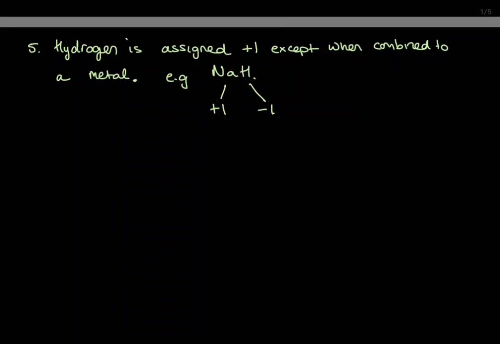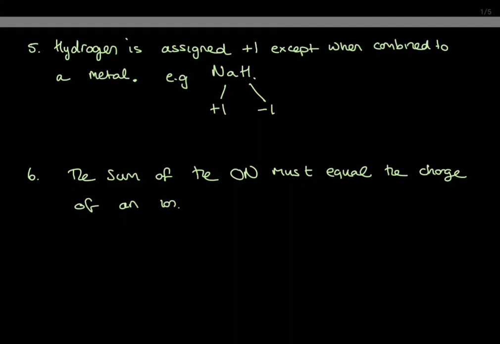And you can see again that the plus and minus ones are going to cancel each other out. The sixth rule is that the charge of the oxidation numbers must equal the charge of an ion. This is similar to the one that I talked about with the Na plus and Cl minus. We talk about complex ions though as well. So let's take a look at this, for example.